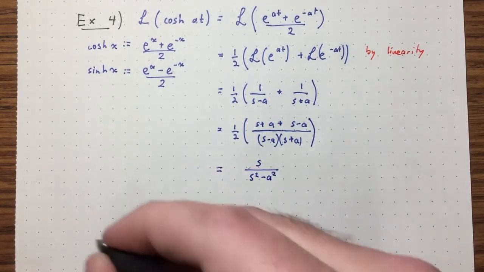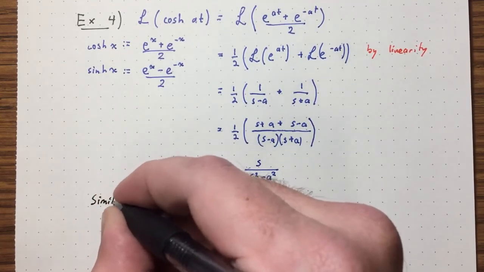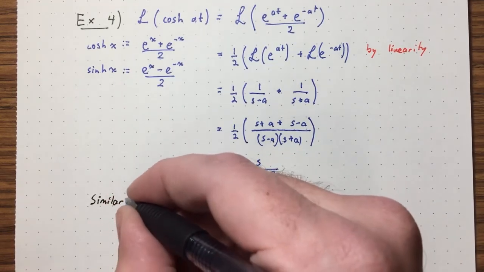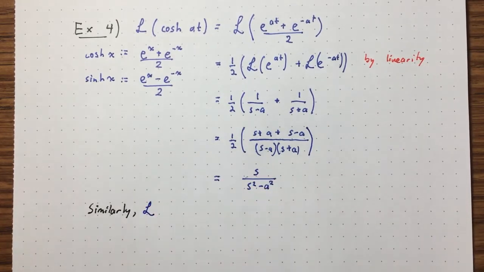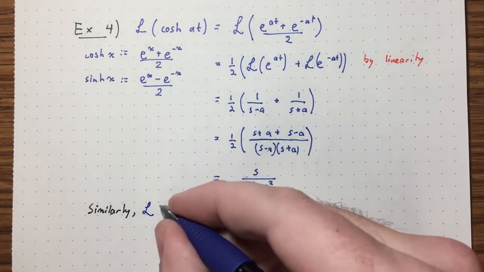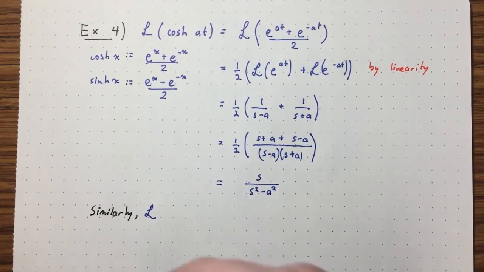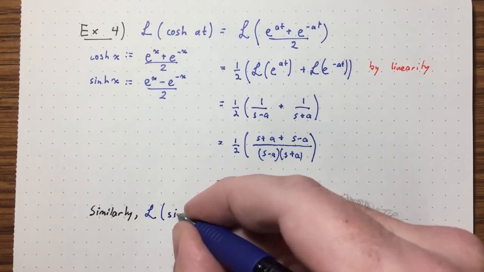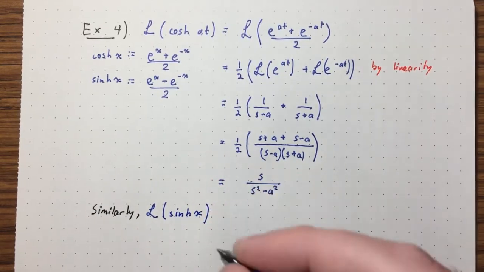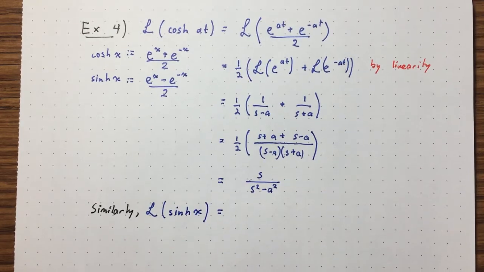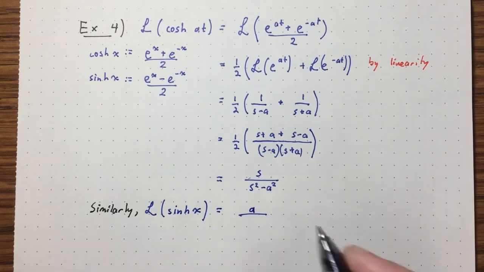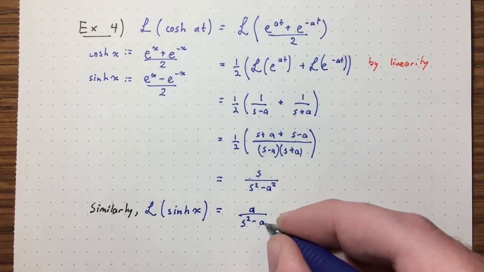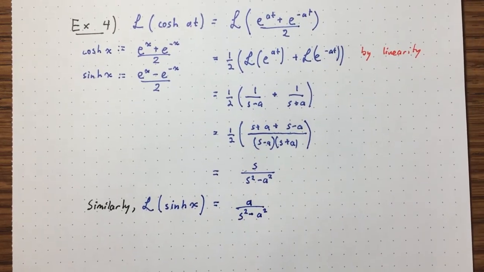And then similarly, you can do the Laplace transform of the hyperbolic sine. And actually, I should mention, all of the examples in this lecture are ones that would be great to pause the video and try for yourself. They're all great practice. So if you'd like, you can pause the video, try to do this one on your own, but I'm going to write down what we get. So you should get a over s squared minus a squared. Looks very similar to that one.